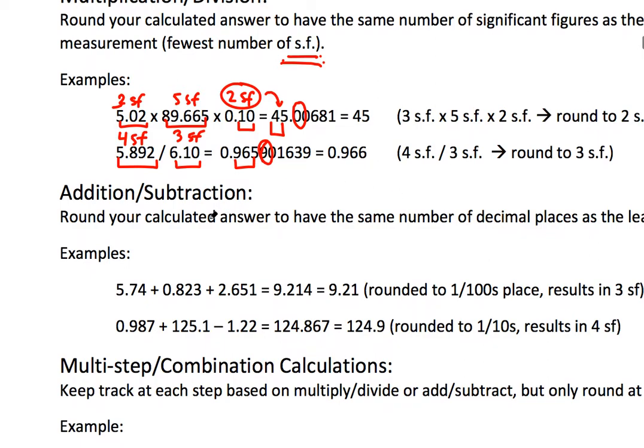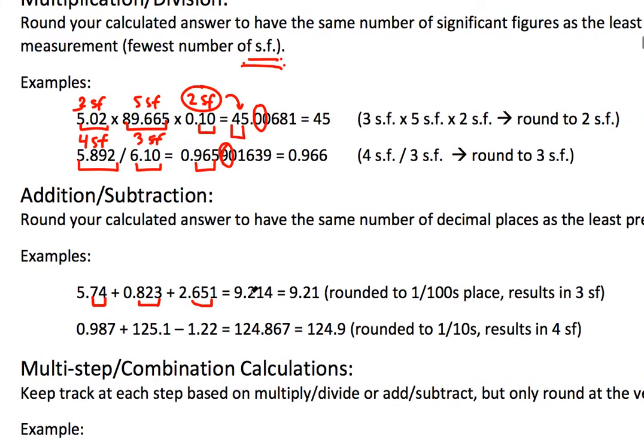When you're adding and subtracting, then you go by your decimal places. Okay, so here I have 2 decimals, 3 decimals, 3 decimals. Well, my least precise number is 2 decimals. So I'm going to round this to 2 decimals. So I'm going to bracket this off, and I'm going to look at the 4. Less than 5, so I just drop it.